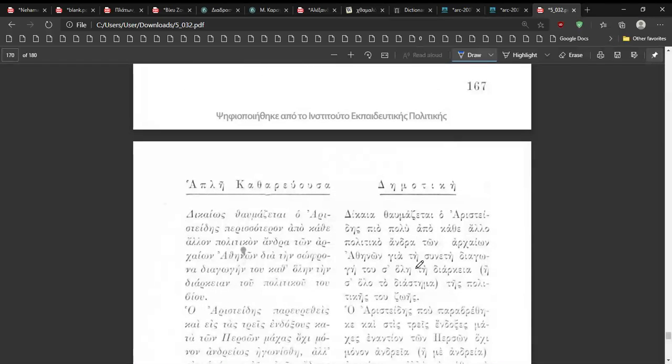But let's see here what this author thinks. It's actually the difference between demotic. Okay, so here you have a text in demotic and a text in Katharevousa. I think actually, first of all, let's start with the text in demotic.